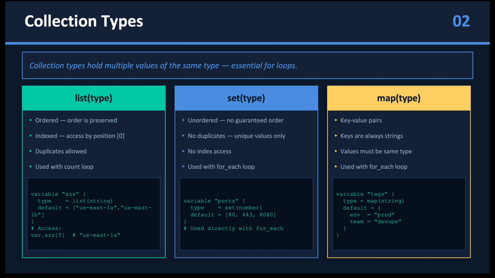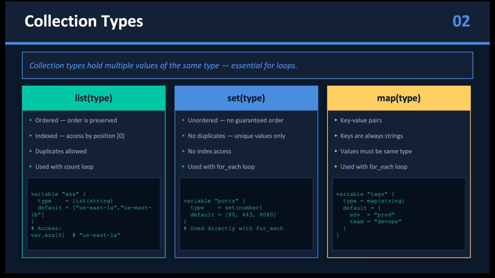Next is collection type. This is where it gets interesting, and this is what loops actually use. So three collection types. First one is list, second is set, and third one is map. So let's start from the list. Lists are ordered, so order is preserved. Index access is by position. You can give a square bracket and then give the position. If I want to access index 0, I can give 0. If you want to access 2 or 3, you can give accordingly. Duplicates are allowed in the case of list, used with the count loop.